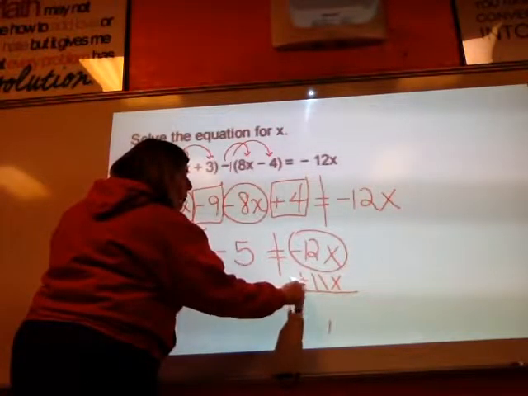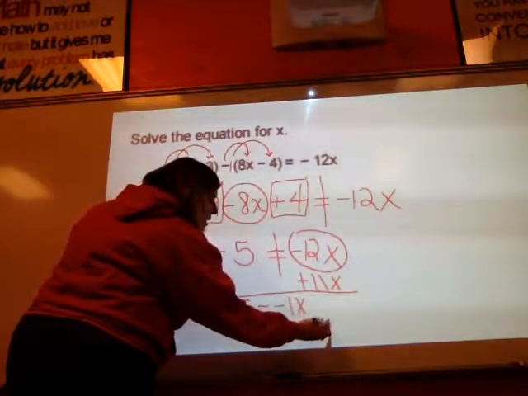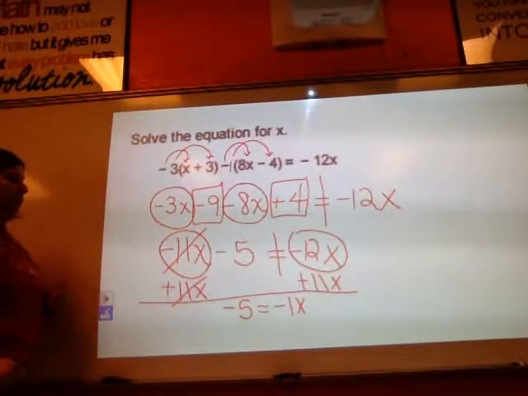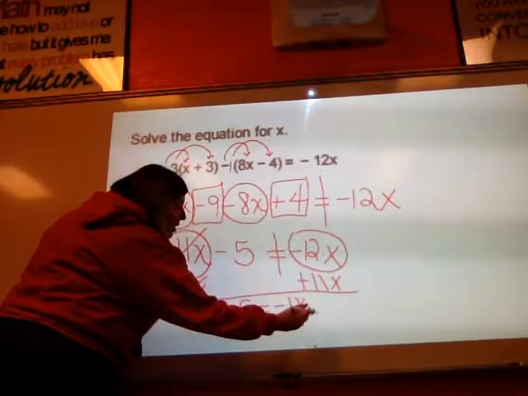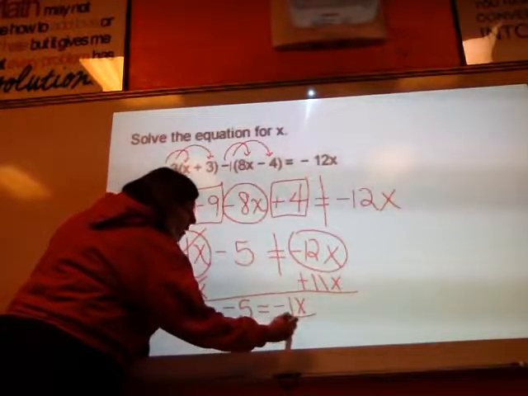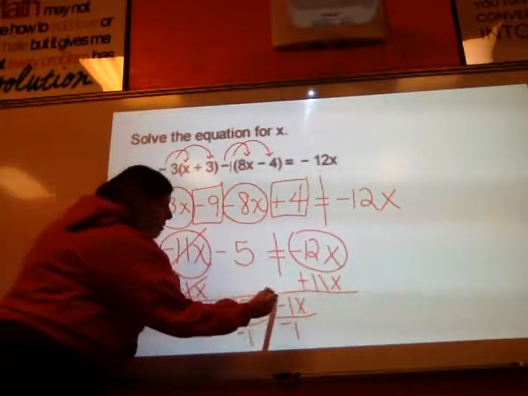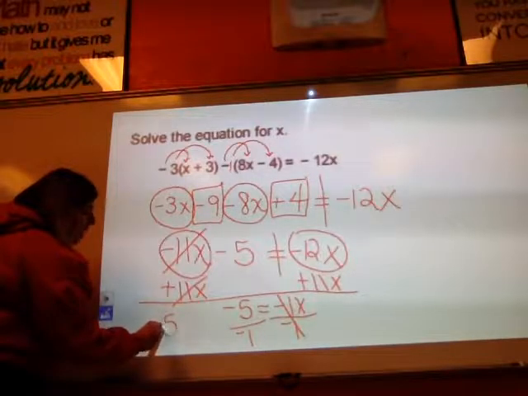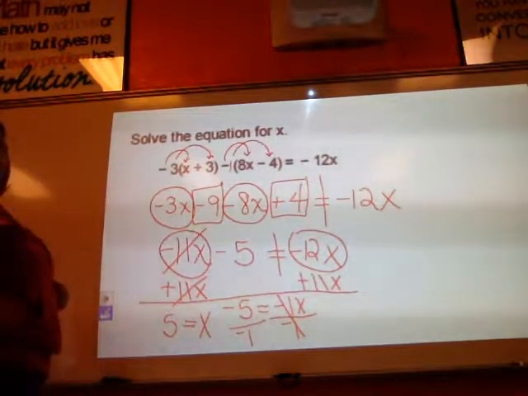Then negative 12 plus 11 is a negative 1x. You can put that 1 there if you want to. If you would rather not, that's okay too, but you have to put the negative. Now I'm going to divide by negative 1 because it's inverse operations, not inverse of numbers. So divide by negative 1, and those negative 1s are going to cancel out. Negative 5 divided by negative 1 gives me a positive 5. So 5 is going to be equal to x.